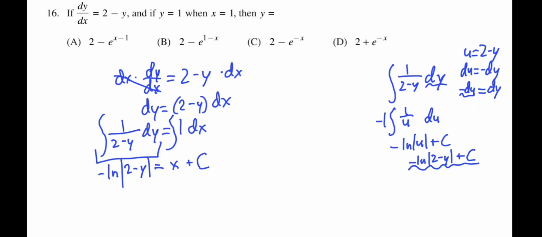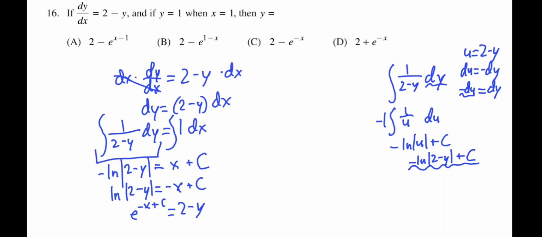Okay, now to solve for the y function, let's first divide by negative 1. We have ln of 2 minus y would be equal to x divided by negative 1, which is a negative x. And then some constant divided by negative 1 would remain a constant, so that's just still plus c. Now, if we get the y by itself, it's e to the power of negative x plus c would be equal to 2 minus y.